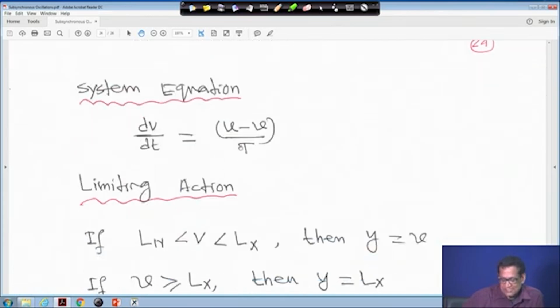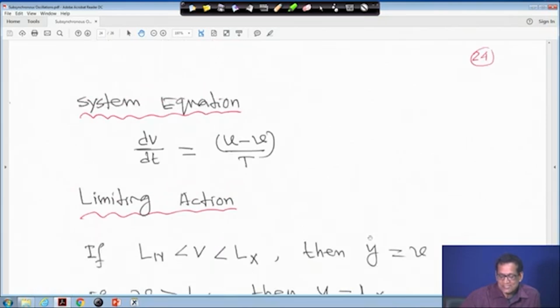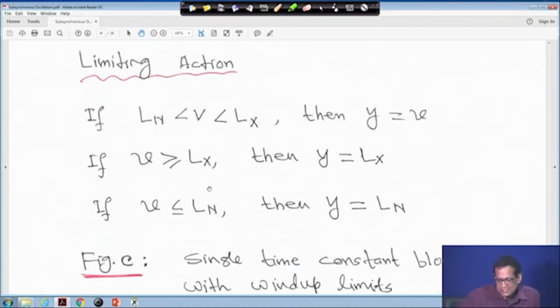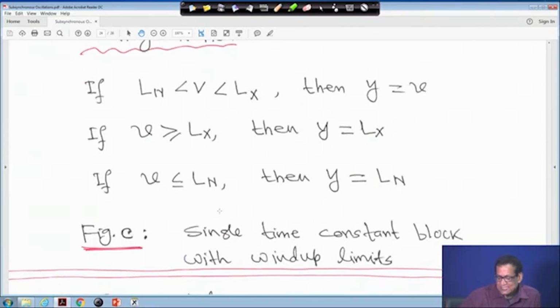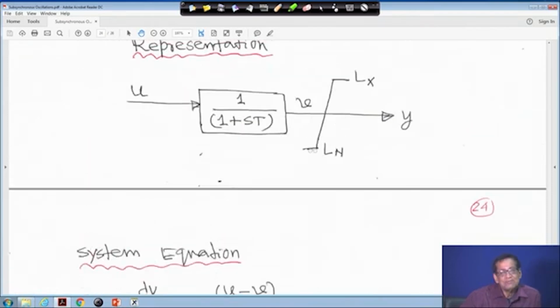Now, the limiting action. If v is lying between Ln and Lx, then y is equal to v, same as before. If v is greater than Lx, then y is equal to Lx, and the equation is dv by dt equals (u minus v) by T. If v is less than or equal to Ln, then y is equal to Ln. This way the limiting action takes place. So this is the single time constant block with windup limits.